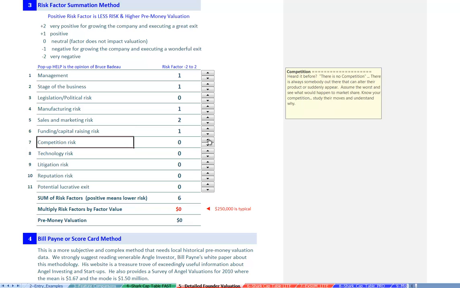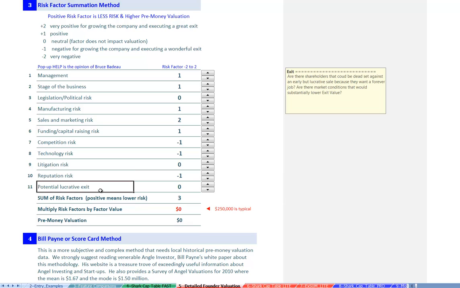Competition risk, well, maybe there's severe competition. Technology risk, again, maybe there's some severe things about to come around the corner. Legislation risk, you don't have any. Reputation, maybe you engage in skydiving or very dangerous activities, or maybe you are a political firebrand, which could get on the front pages of the newspaper. Potential lucrative exit, well, maybe it's going to be that.